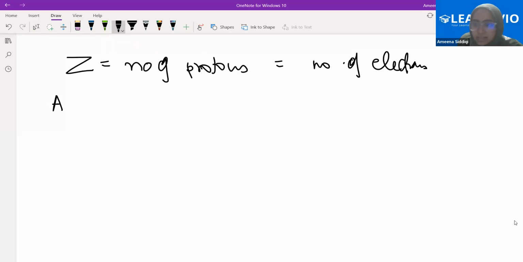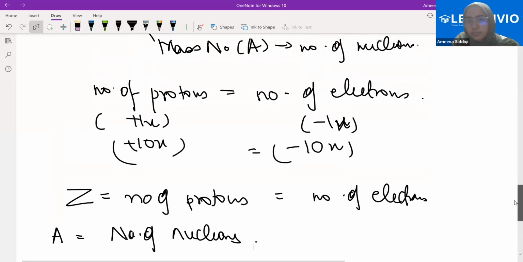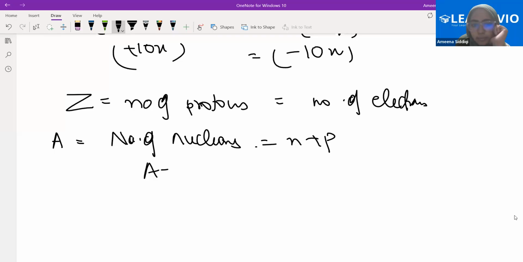See, A, which is the mass number, tells me the number of nucleons. What do we mean by nucleons? Like in the nucleus. Yeah. So the species which are present in the nucleus are referred to as the nucleons. And can you tell me what are the species which are present in the nucleus? It is just the neutrons plus protons together. Yes. So A tells me nothing but neutrons and protons together.